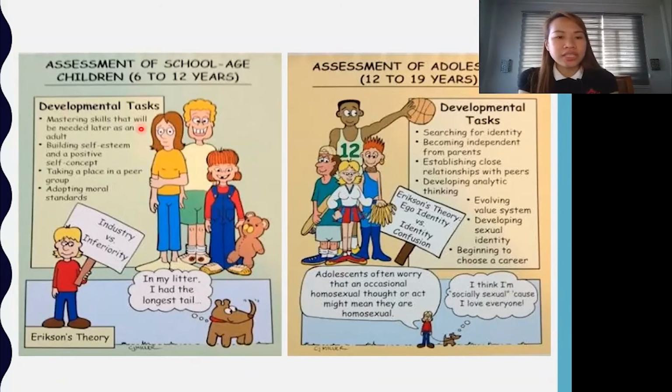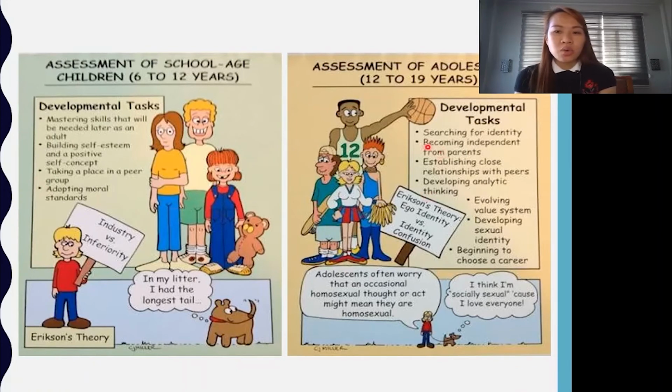So, tingnan nyo dito, 6 to 12 years old, industry versus inferiority, mastering skills that will be needed later as an adult. So, dito na dapat nila aralin talaga, reading, okay, problem solving, etc. They are also building self-esteem and a positive self-concept, taking a place in a peer group. So, yung mga nagde-develop tayo ng friends dito, and adopting a moral standard.